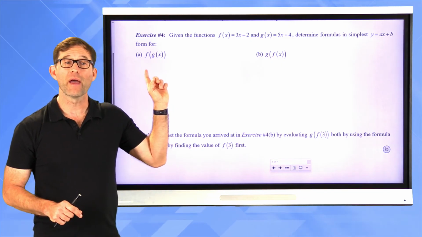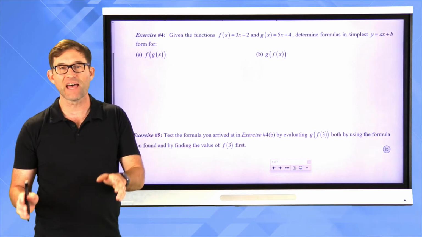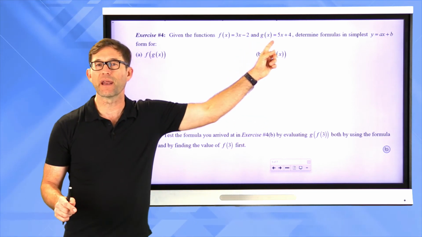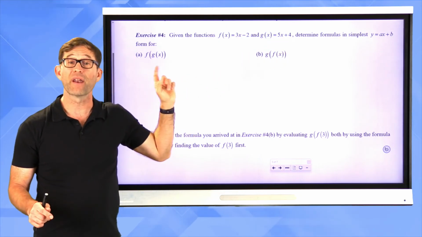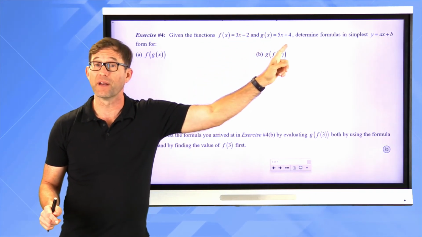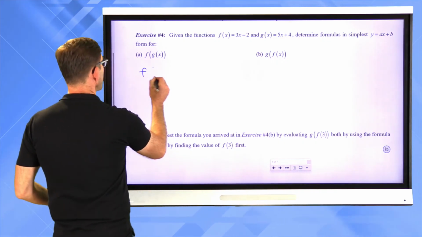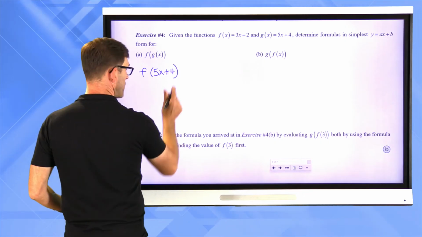All right, so in letter A, we're looking for f of g of x. Well, if it was f of g of 7, let's say, I would take 7 and put it in g and I would get out 5 times 7 plus 4. But I don't have that. I have f of g of x. So I'm going to put x into g, and what I'm going to get out is 5 times x plus 4. So now I'm looking for f of 5x plus 4.